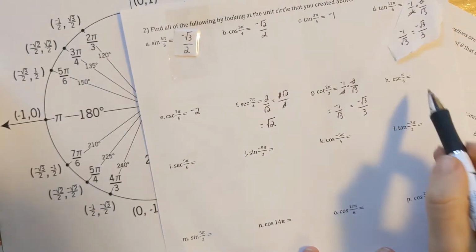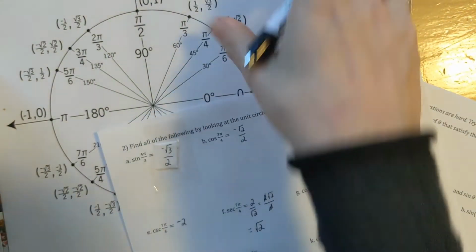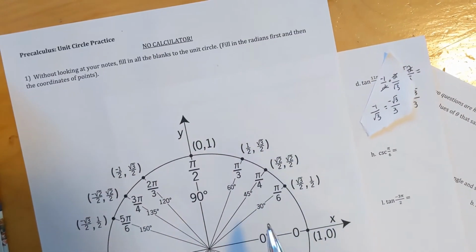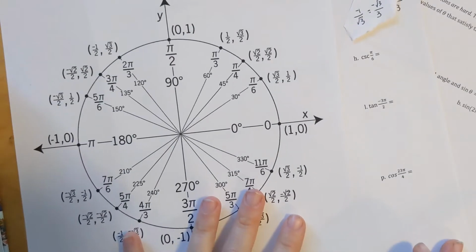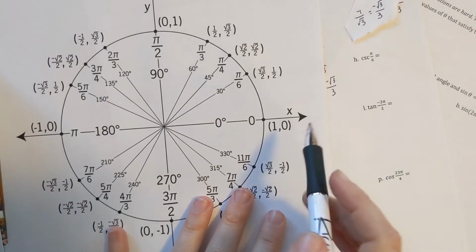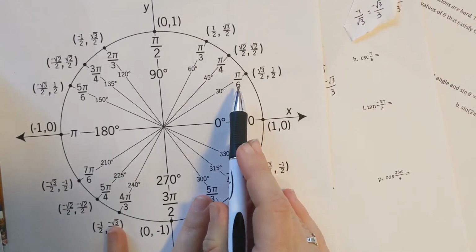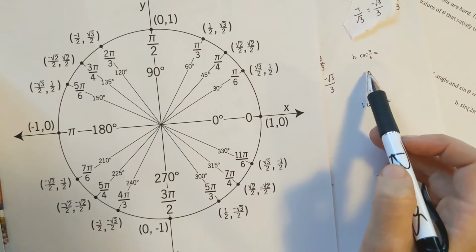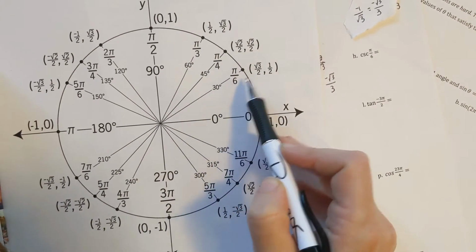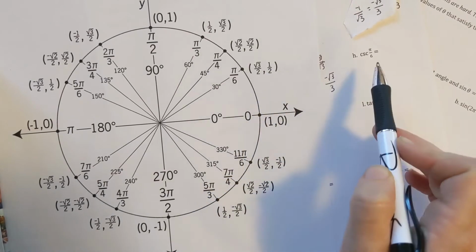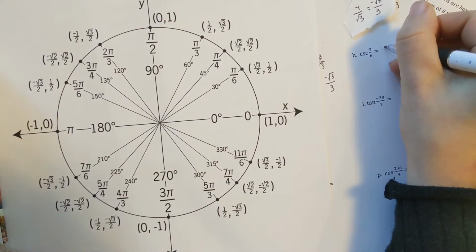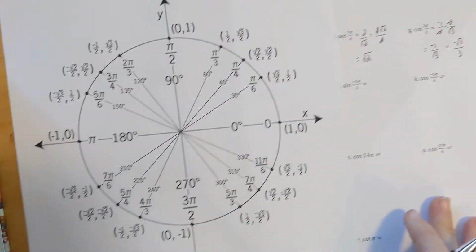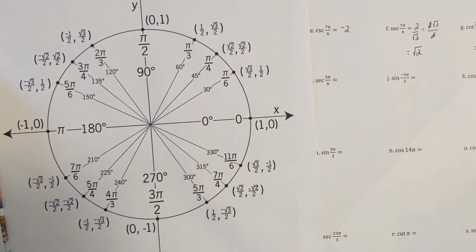All right. Cosecant of pi over 6. Here is pi over 6. Can you still see everything? Here's pi over 6. Cosecant is the reciprocal of sine. So if sine of pi over 6 is 1/2, cosecant is going to be 2. Plugging and chugging.